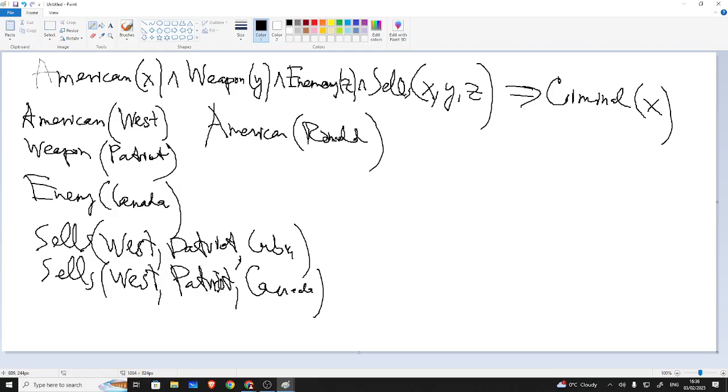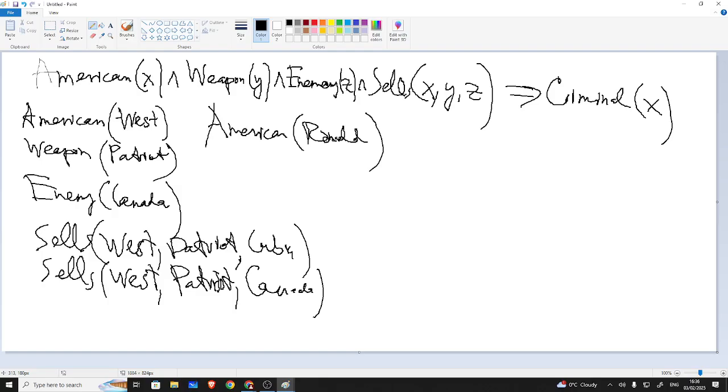Not talking about old Ronald, of course, Ronald Reagan, for example. But obviously now you have two potential X's. Again, not only one X, you have two.